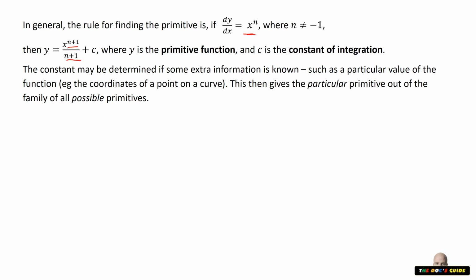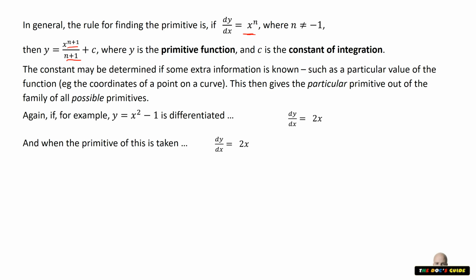If we get some extra information, such as a particular value that the function must pass through, that is, the coordinates of a point on a curve, we can find the particular primitive out of the family of all possible primitives. For example, if y equals x squared minus 1 was the curve which was differentiated, then the derivative is dy dx equals 2x. And if somebody says, now integrate or find the primitive of 2x, then the best we can do is say that the primitive of 2x is x squared plus c.